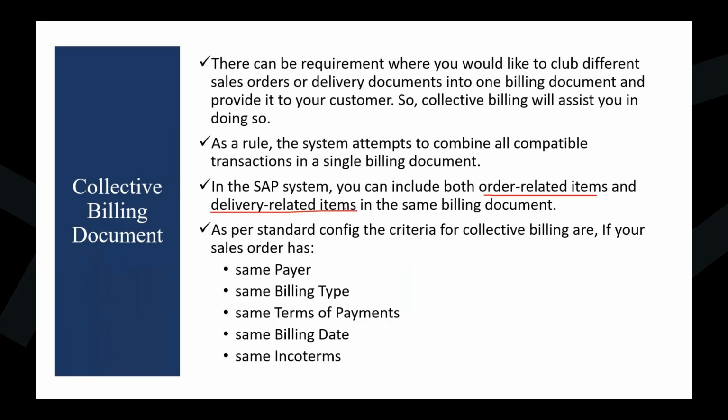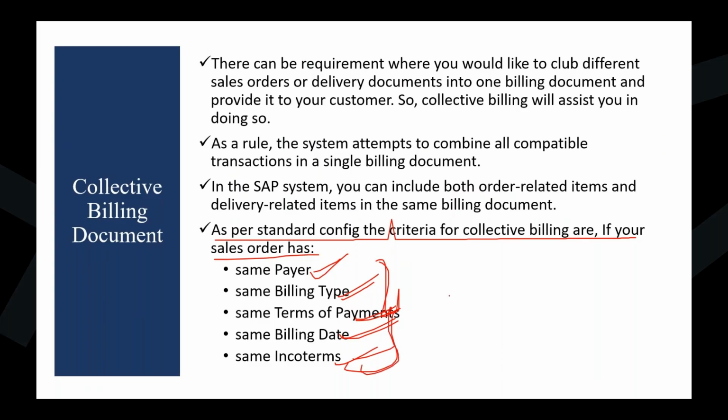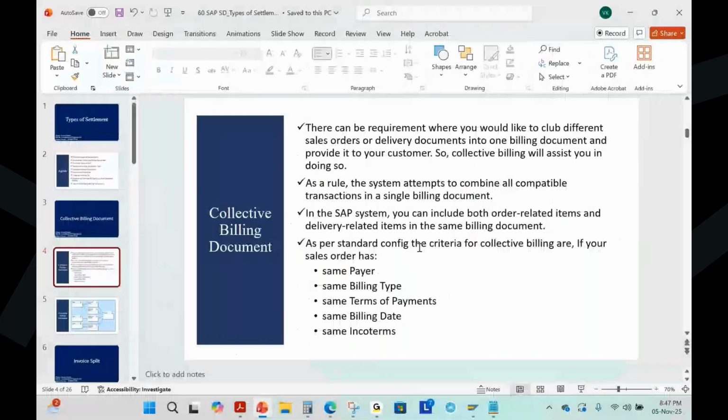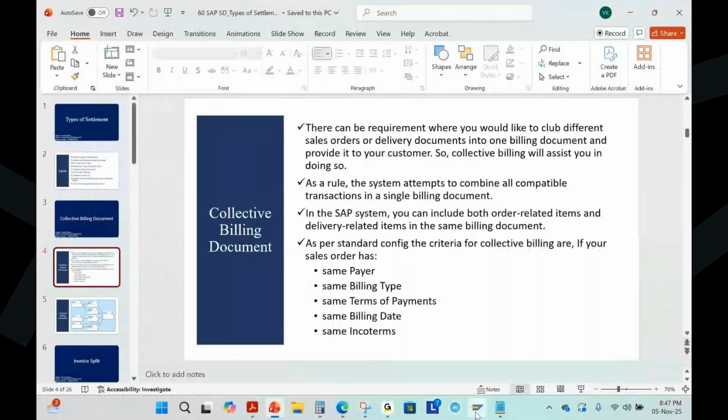Now what is the criteria to create a collective billing document, a single invoice? As per standard config, the criteria for collective billing are: the sales orders have the same payer, same billing type, same terms of payment, same billing date, and same incoterms. If this criteria matches, then the system will normally combine the documents into one single invoice. So now let's see this in the system.